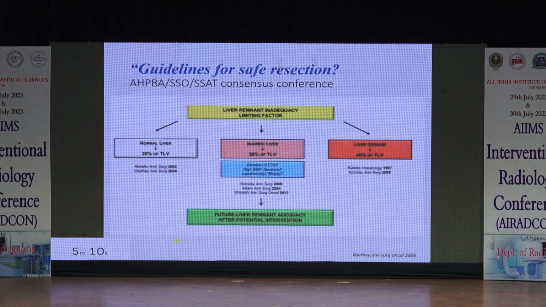So what are the guidelines for resection? The guidelines for resection say that the sFLR has to be 20% in normal liver, 30% in injured liver, and 40% in liver disease. We'll come to it in detail. This is the future liver remnant volume that should be there for a safe resection, that means to have the least complications post hepatectomy.